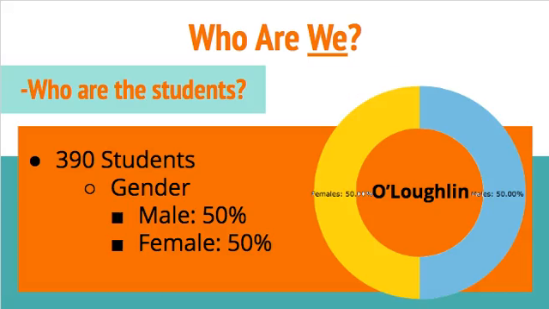Who are we continued? Who are the students? In our school, we have 390 students. This year, we are 50% male and 50% female. Comparing the numbers to 2017, the male percentage decreased while the female percentage increased. In 2017, it was 54.9% male and 45.1% were female.